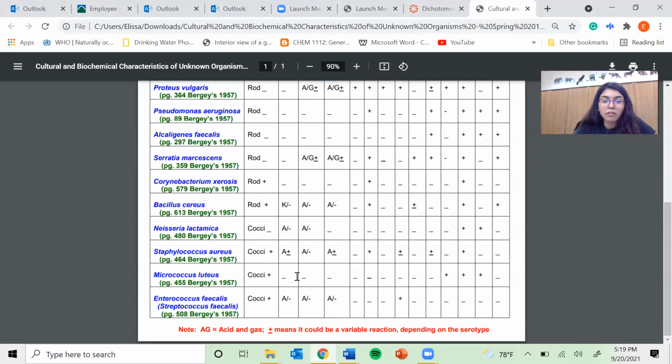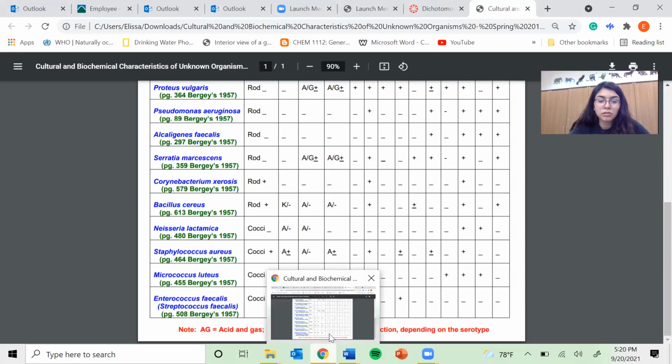Well, it looks like they all ferment lactose except for Micrococcus luteus. They all ferment sucrose except for Micrococcus luteus. They all ferment, no, sorry, this is sucrose. They all ferment dextrose and sucrose. The only one that doesn't ferment anything is Micrococcus luteus. And so let's pick on sucrose.